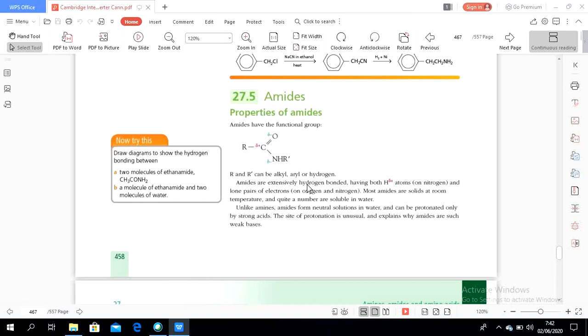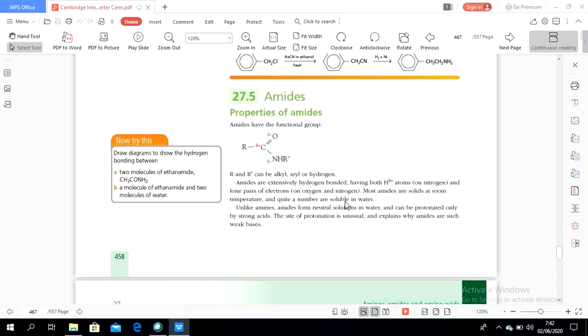Amides are extensively hydrogen bonded, having both a delta-positive hydrogen on the nitrogen and lone pairs of electrons on the oxygen and nitrogen. Most amides are solids at room temperature and pressure, and quite a number are soluble in water. Why is an amide solid at room temperature and pressure? Because it has quite a high melting and boiling point. Of course, high doesn't mean that it is more than 100 degrees Celsius.